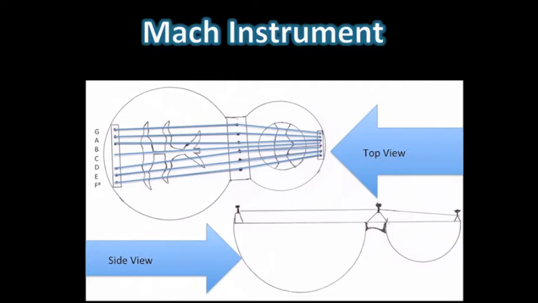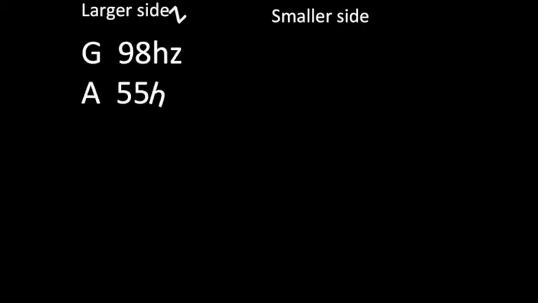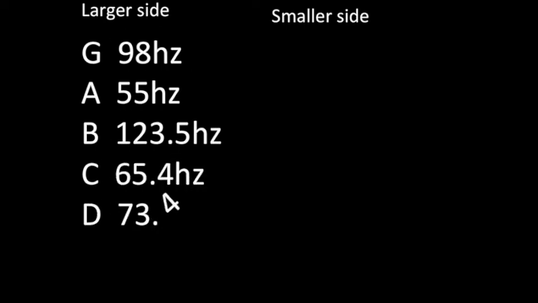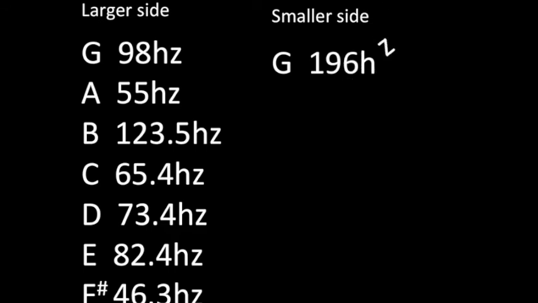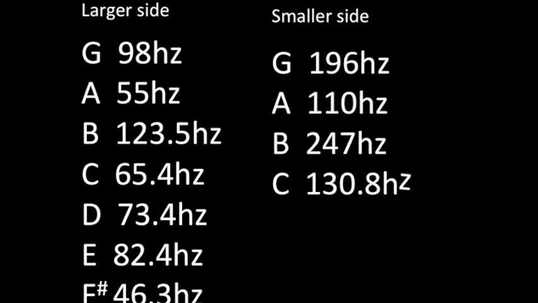The larger side I would tune to the G major scale, and the frequency of G is 98 Hz, A is 55 Hz, B is 123.5 Hz, C is 65.4 Hz, D is 73.4 Hz, E is 82.4 Hz, F sharp is 46.3 Hz. Now on the adjacent side, say I wanted to go an octave higher than that, I would just have to double the frequency.